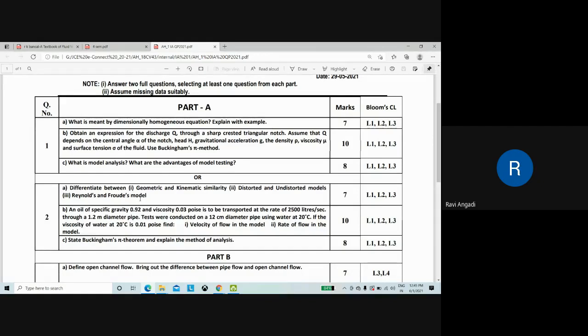And this question I solved in the class. Yes or no? I solved in the class, right? This one. So I solved. Yes or no?